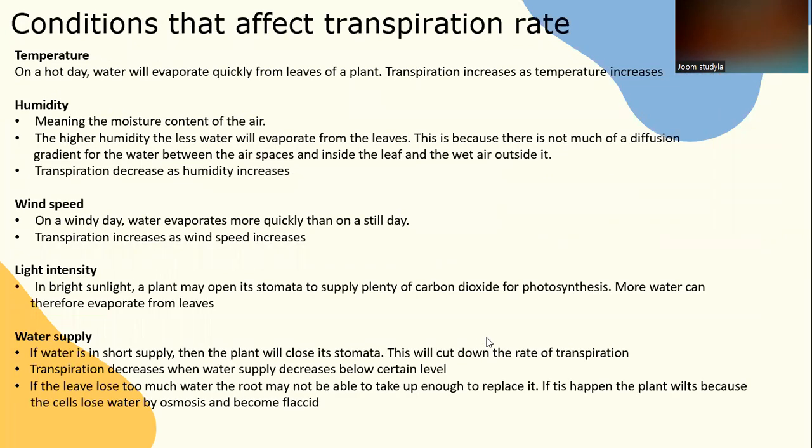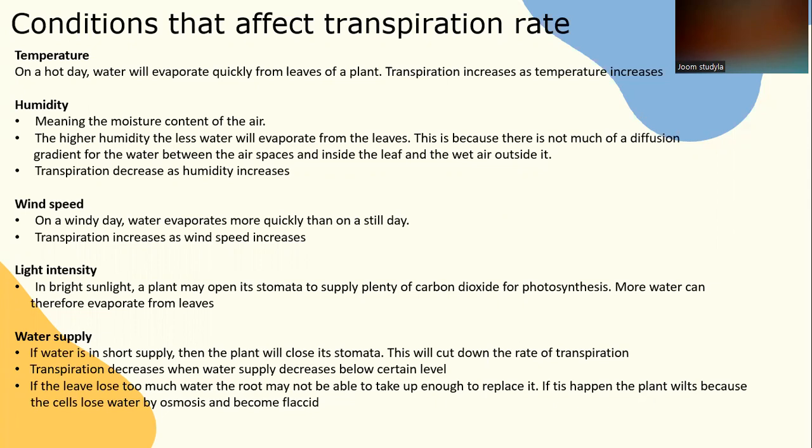Conditions that affect transpiration rate, we go one by one. As we said, there are about five factors that contribute to the transpiration rate. One is temperature. On a hot day, water will evaporate quickly from the leaves of a plant. So transpiration increases as temperature increases. Humidity means the moisture content of the air. The higher the humidity, the less water will evaporate from the leaf. This is because there is not much of a diffusion gradient for water between the air spaces inside the leaf and the wet air outside it. Transpiration decreases as humidity increases.